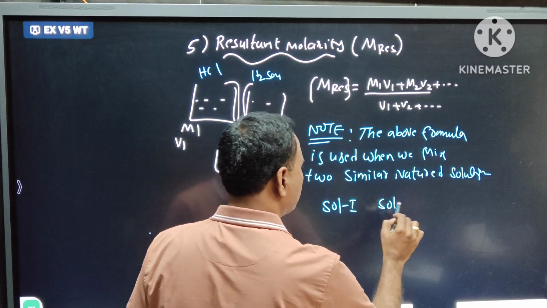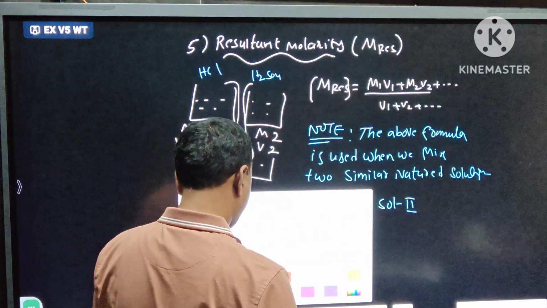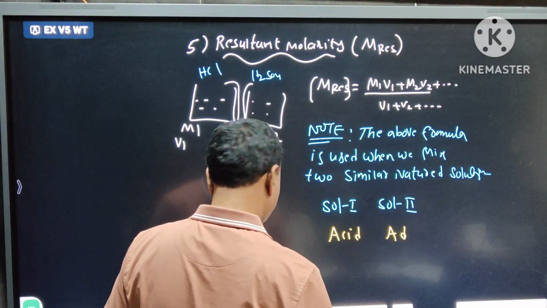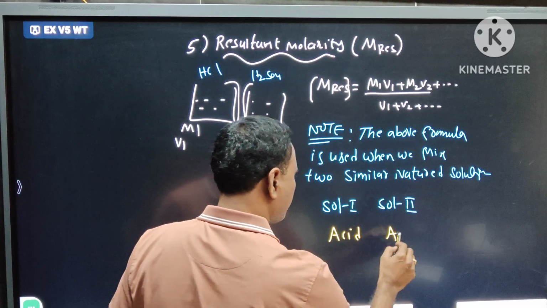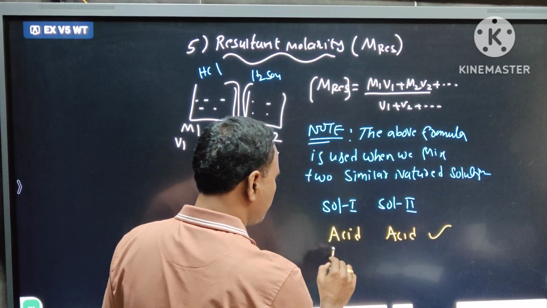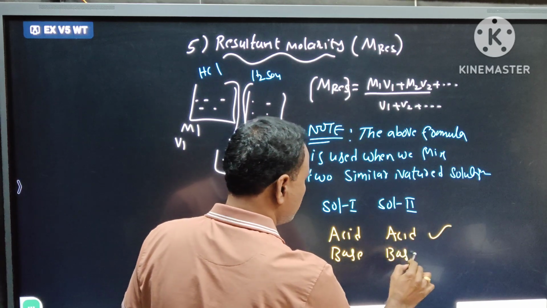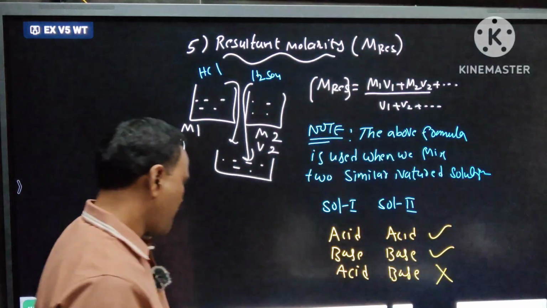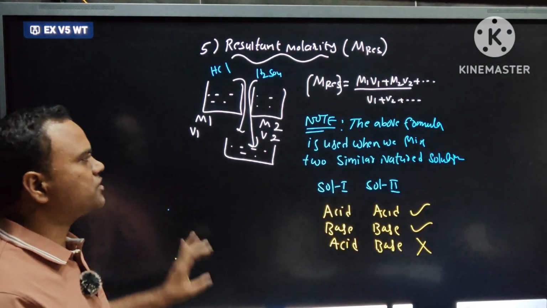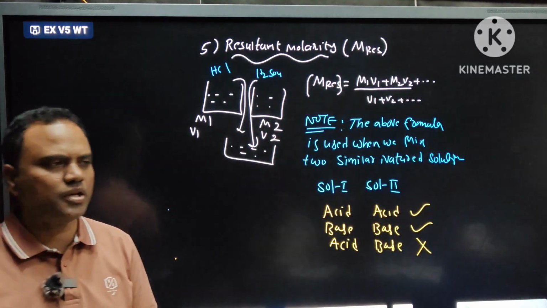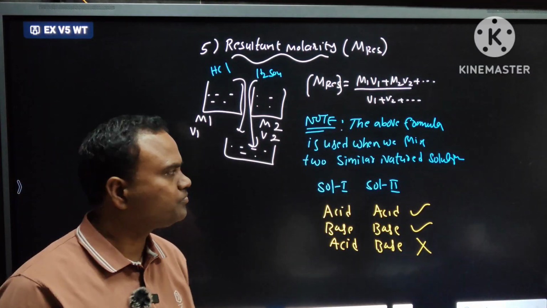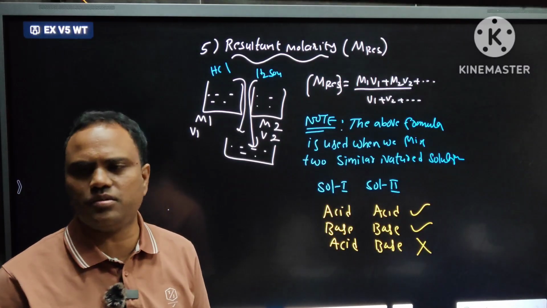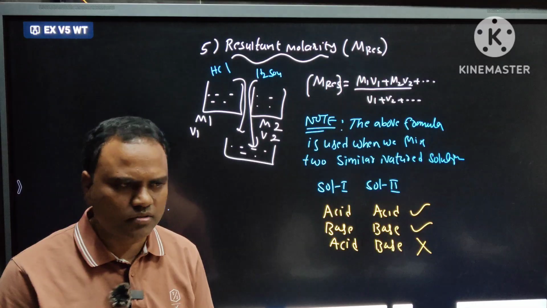Solution 1, solution 2. Acid. Yes, you can take base. One is acid, one is base. You cannot take this. Don't use this formula when we mix one acid and one base. Another formula will come after the normality concept. So two concepts, the dilution principle and resultant molarity, are over. Any doubt in this, right?